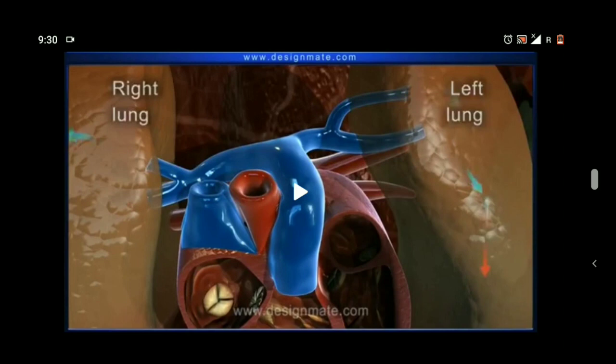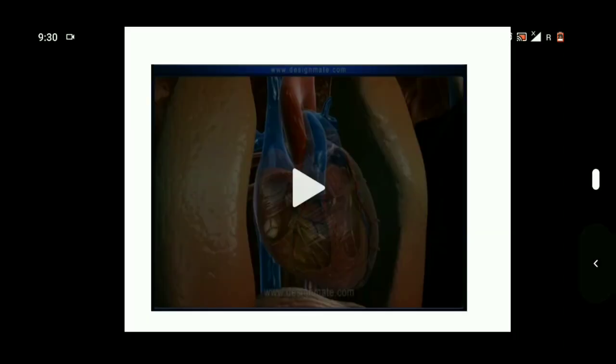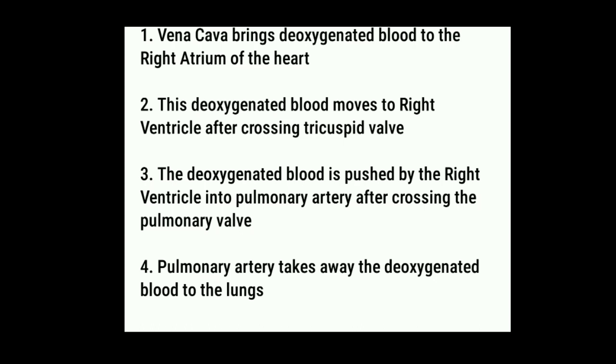Here we end with the right side of the heart. So let us quickly revise. First step, the vena cava brings deoxygenated blood to the right atrium of the heart. This deoxygenated blood moves to the right ventricle after crossing the tricuspid valve. The deoxygenated blood is pushed by the right ventricle into the pulmonary artery after crossing the pulmonary valve. The pulmonary artery takes away the deoxygenated blood to the lungs.